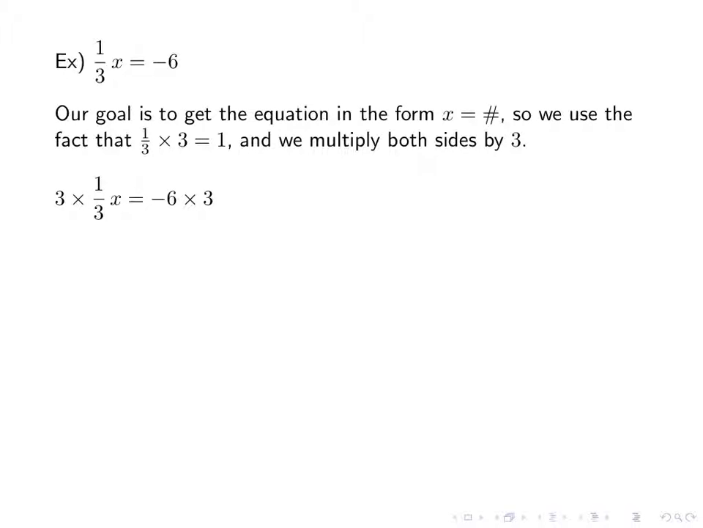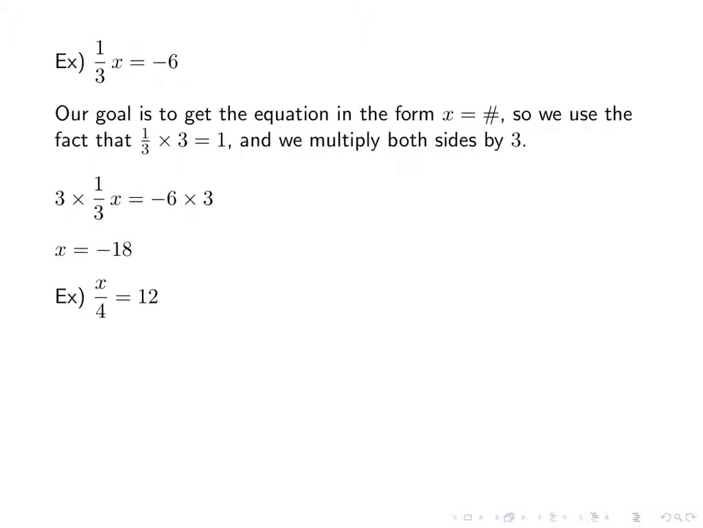Remember that multiplication is commutative, so it doesn't matter the order that I write it. So the fact that I wrote 3 times on the first side and times 3 on the second side doesn't make a difference. But what we get is 3 times 1/3 is 1, and again 1 times x is x. And on the right, we have -6 times 3 is -18. So we get that x equals -18.